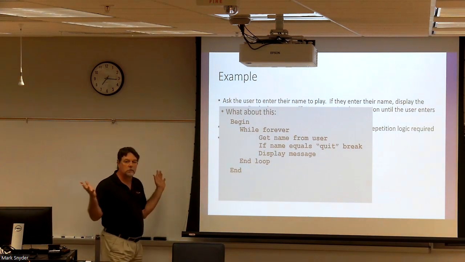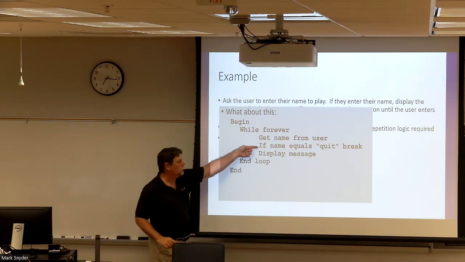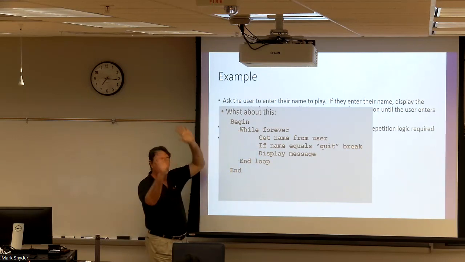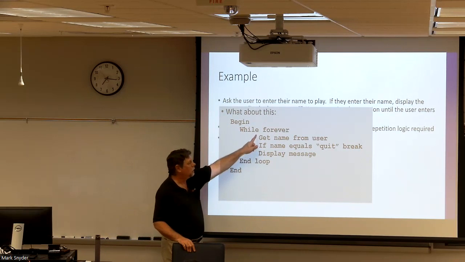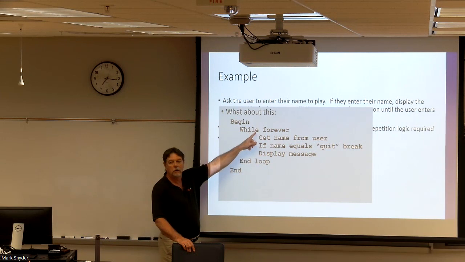This one works just as well, right? We would call this a mid-loop test, right? So while forever, until the sun explodes, right? While forever. Get a name from the user. If it's not equal to quit, or if it is equal to quit, break. If it's not, then we display our message, and we go around again.